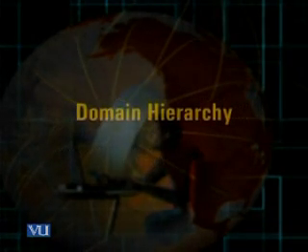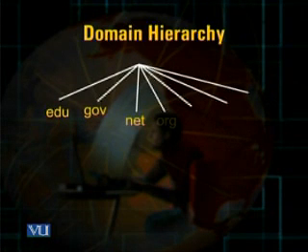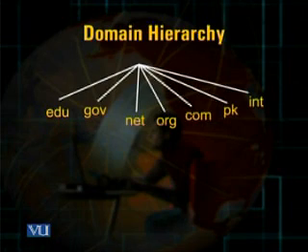The domain name system basically works in a hierarchy. As the slide before you shows, this hierarchy is viewed as a tree. At the top there is a node and there are 7 branches issuing from this node. First branch EDU, then GOV, then net, then ORG, then COM, then PK. And then you can see that the node EDU has issued 2 further branches. One is VU and the other is PU in this particular example.